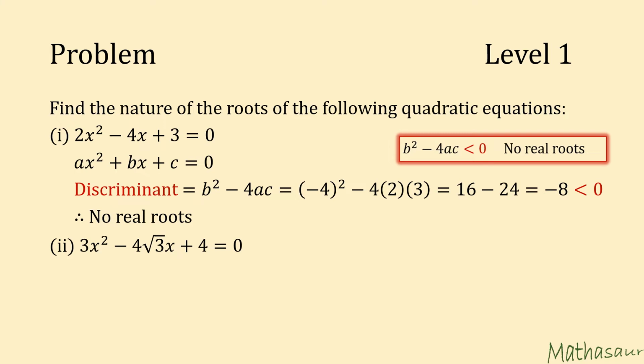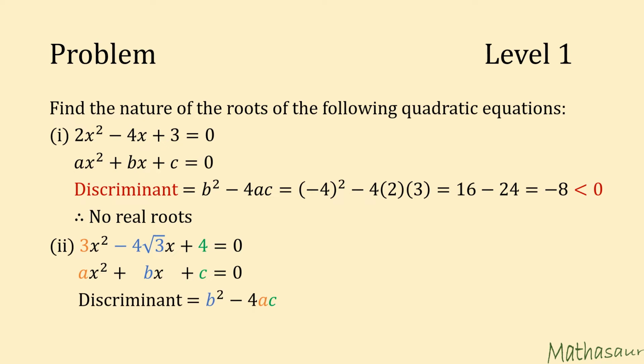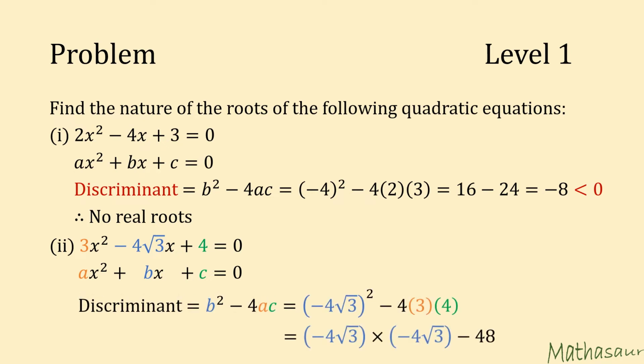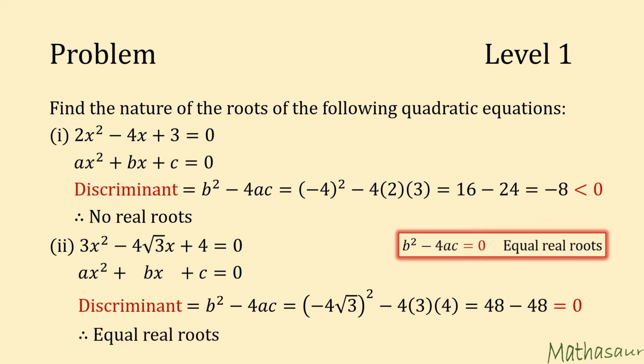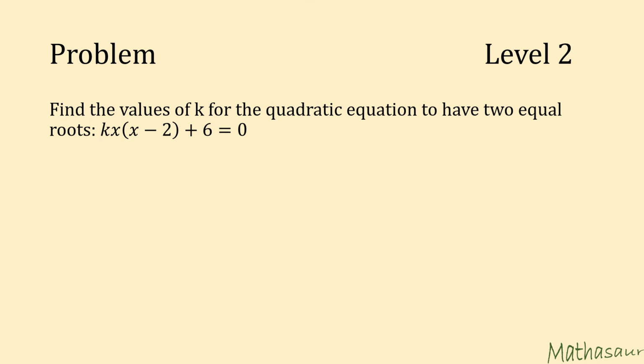Let us look at the second case. Once again, we try to find out the discriminant here. We see that it is equal to 0. From our three possibilities, we see that it has equal real roots. Let us look at the second question. Find the values of k for the quadratic equation to have two equal roots.